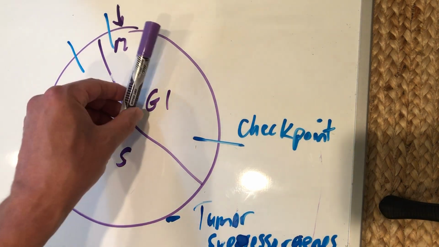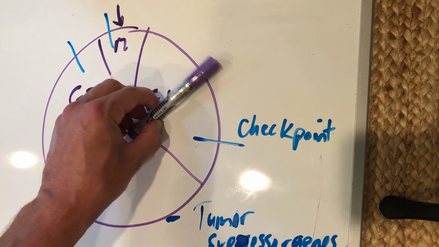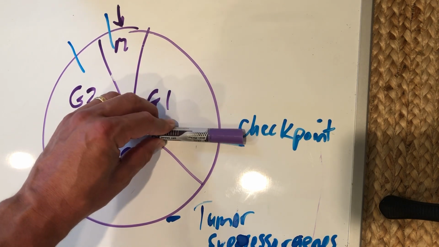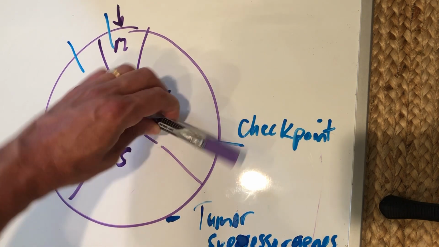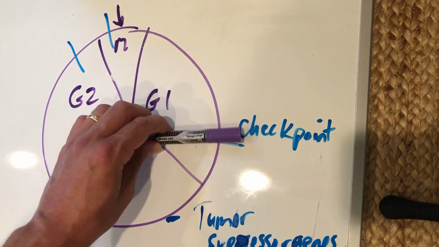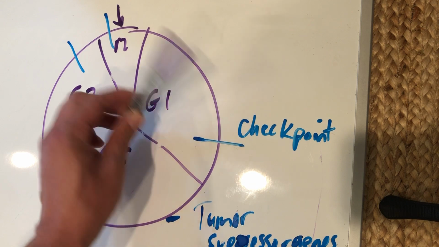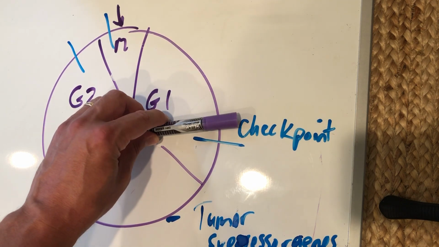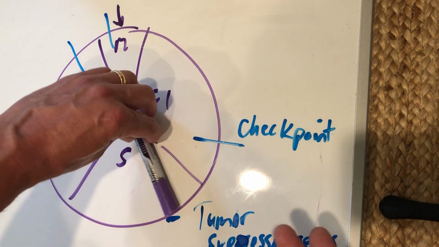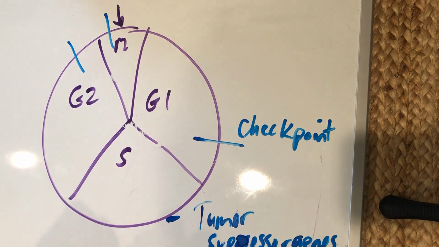So just to sum up, if we get to a checkpoint and a protein is produced to stop the cell from dividing or from continuing its cycle, that is a tumor suppressor gene, right? It stops cell division. If we get to a checkpoint and there are proteins present that move the cell past the checkpoint to keep it going, those would be proto-oncogenes.